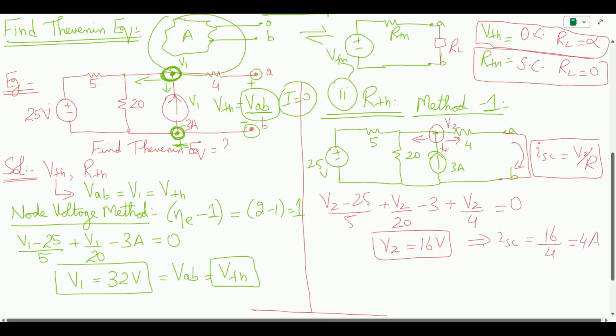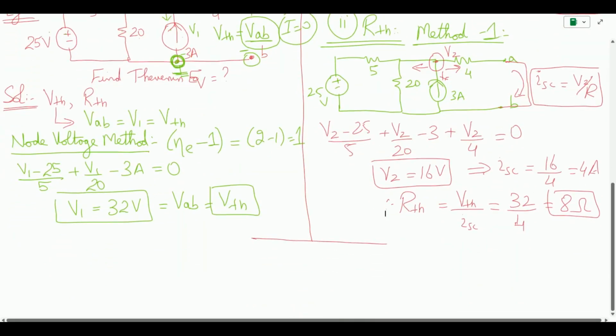That is equal to 4 amps. Now once we have the 4 amps, R Thevenin is going to be V Thevenin divided by the short circuit current. V Thevenin was 32 volts and this is 4 amps, so the final resistance comes out to be 8 ohm. So now we have figured out R Thevenin as well.